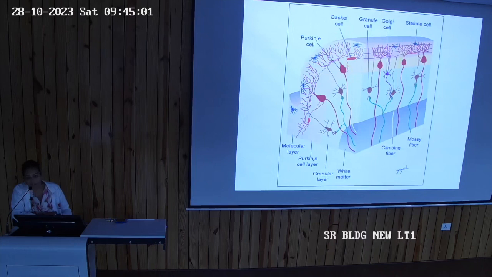The granule cell layer has fibers projected upwards towards the molecular layer. Here they synapse with the dendrites of the Purkinje cells, and the dendrites here synapse with the mossy fibers. Again, these Golgi cells, their axons synapse with the mossy fibers and also with the Purkinje cells in the superficial layer.